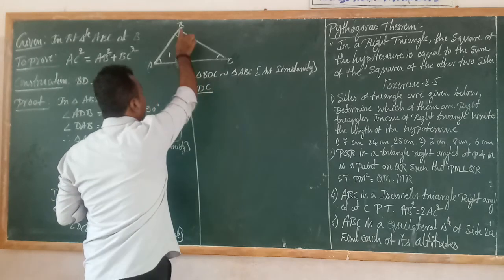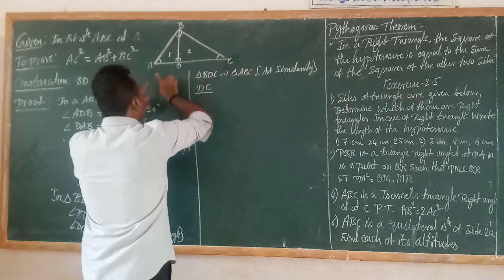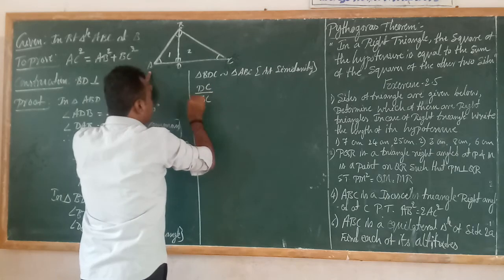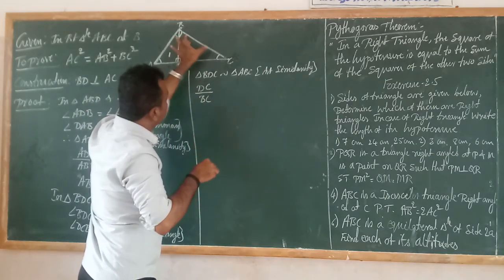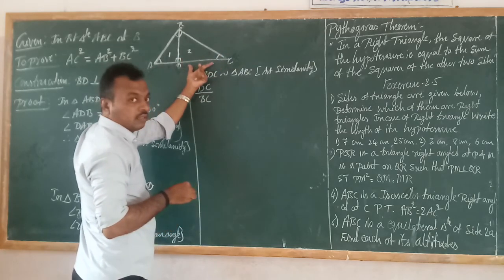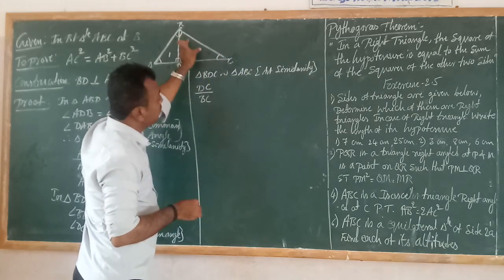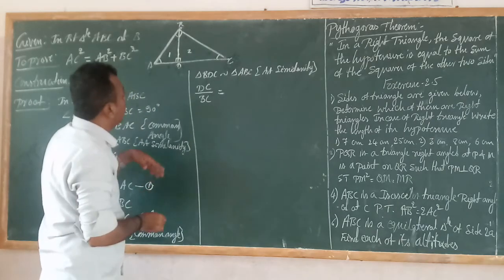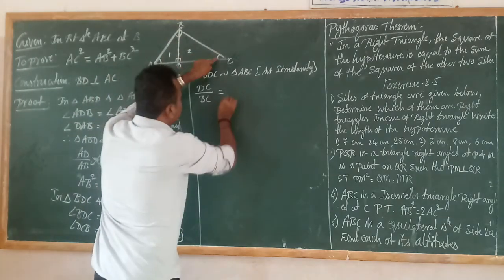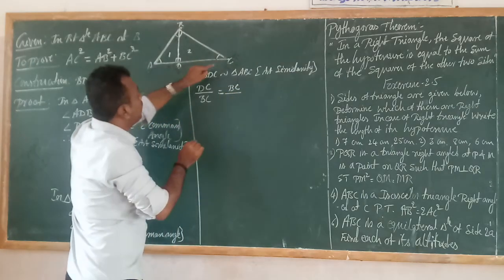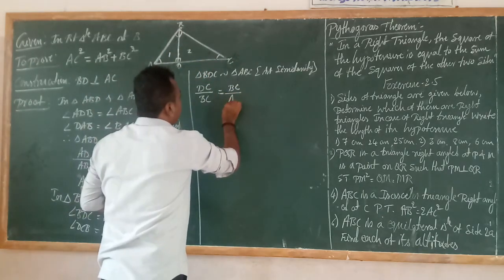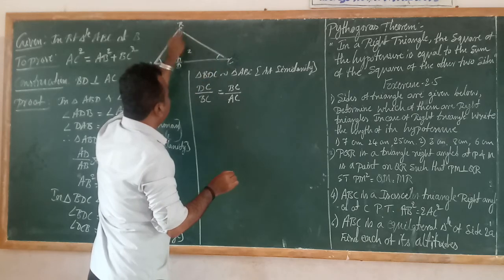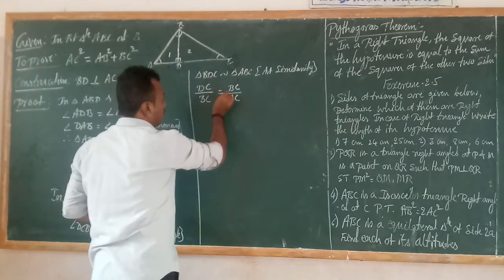DC is a side of BDC. In triangle ABC, BC is a side. In ABC, BC is the base. In BDC, DC is the base. Therefore, DC by BC is equal to the hypotenuses. What is the hypotenuse of BDC? Yes, BC is the hypotenuse. And the hypotenuse of ABC is AC. So, BC by AC.